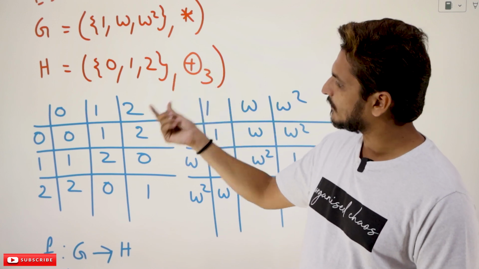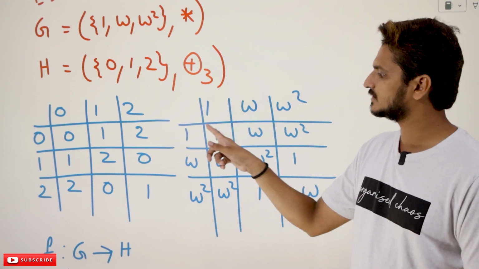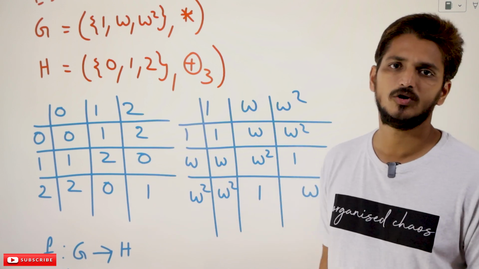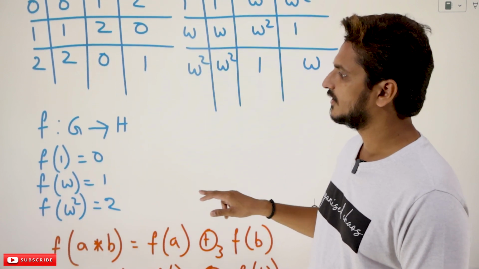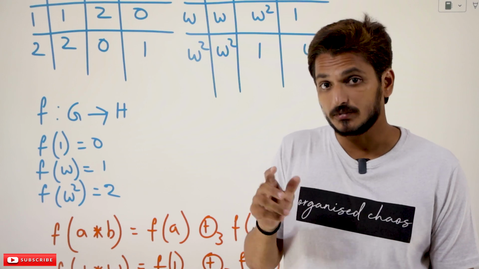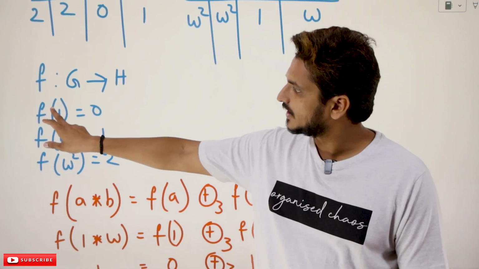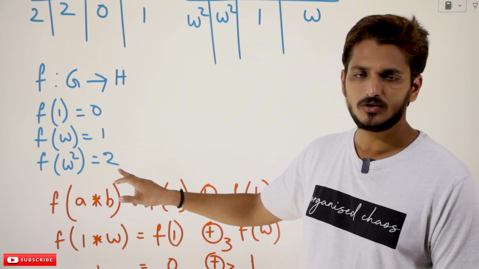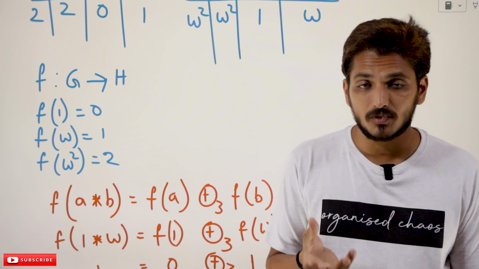The same operation is applied on all the values 0, 1, 2. The same way we got the table for 1, omega, omega square, where the operation is multiplication. Here it is addition modulo 3. These are the two groups we are taking, and the function F from G to H. Every function has some mappings. What's the mapping we are going to consider here? F of 1 is equal to 0, F of omega is equal to 1, F of omega square is equal to 2. Is this function F from G to H an isomorphism?